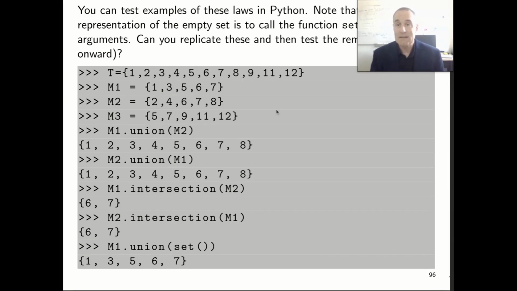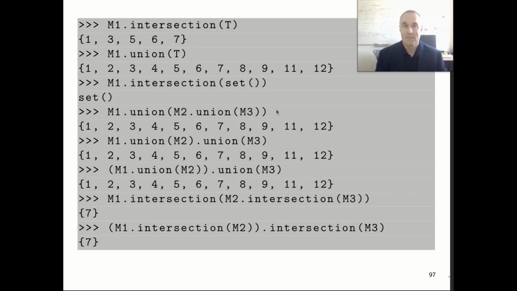So try testing these in Python. We've already been over these functions of union and intersection. We know that set with just some empty parentheses creates the empty set. So try these out. See if you can run these exercises and see what you get. Okay, so set up these sets M1 and M2 and M3 and try all these different possibilities.